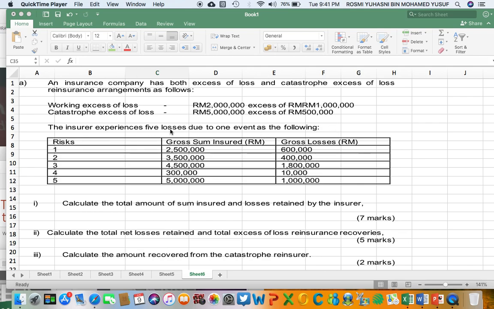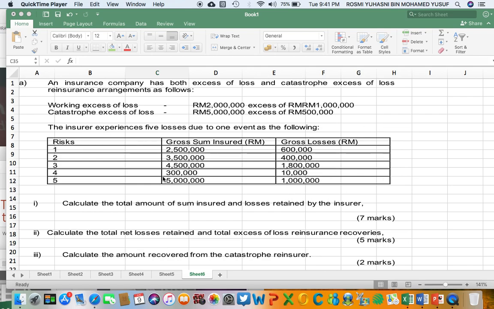Given the question is, insurance company has both excess of loss and catastrophic excess of loss reinsurance arrangement as follows. For working excess, the cover is 2 million, excess of a deductible of 1 million. For catastrophic excess of loss, the cover is 5 million in excess of 500,000. So the insurer experiences 5 claims due to one event as the following. So there are 5 claims, and the 5 claims have 5 gross sum insured and 5 gross losses.